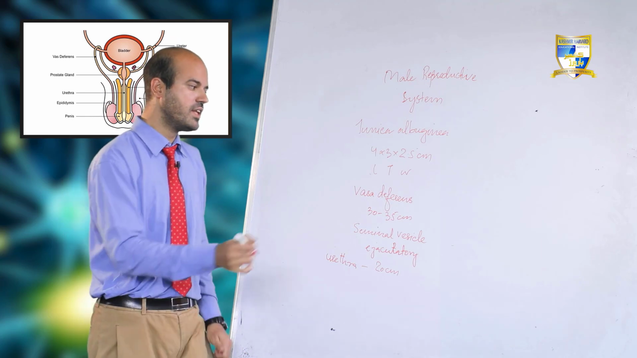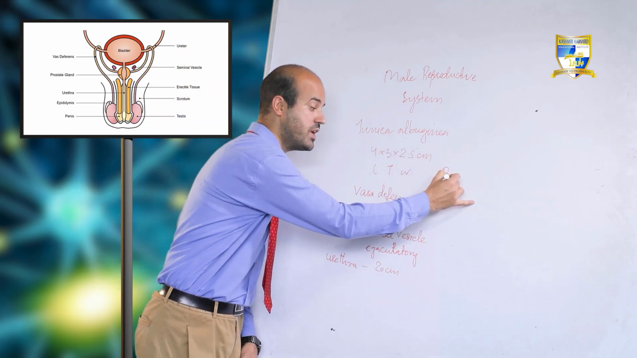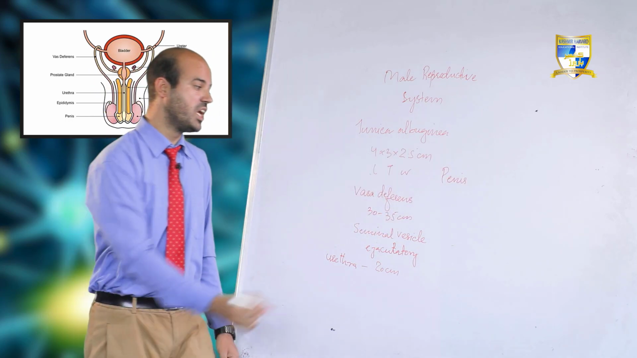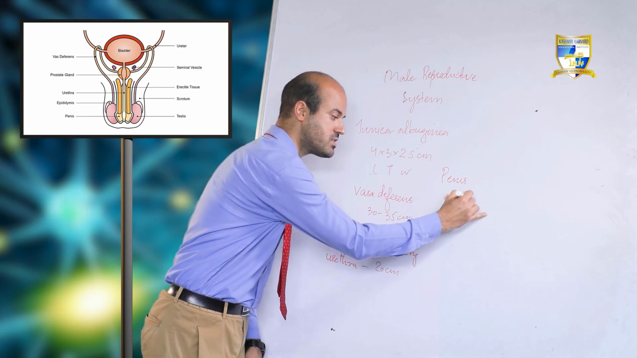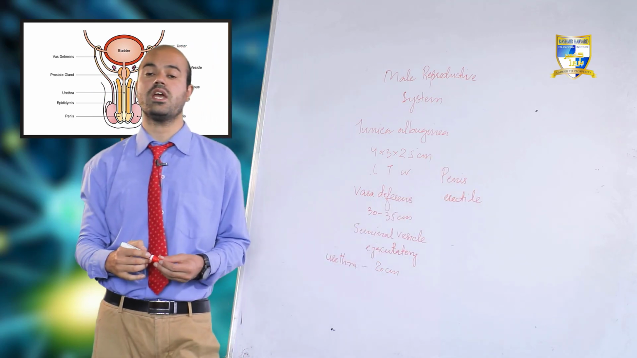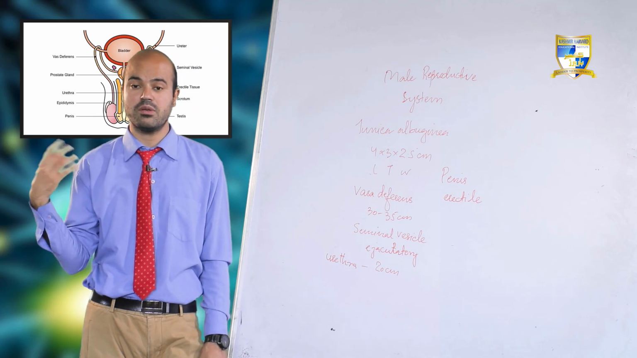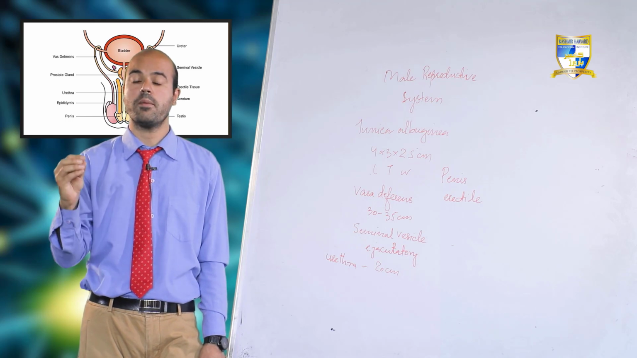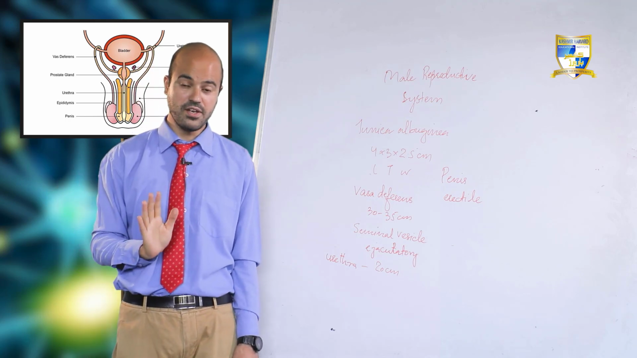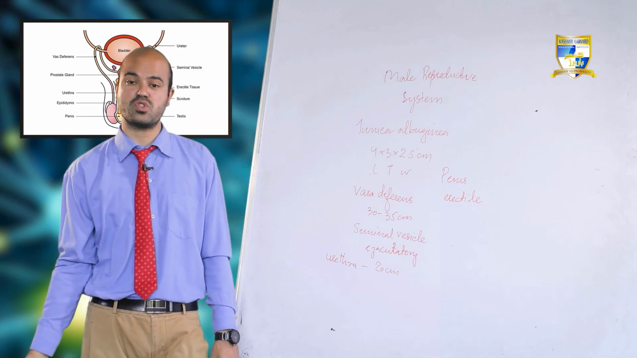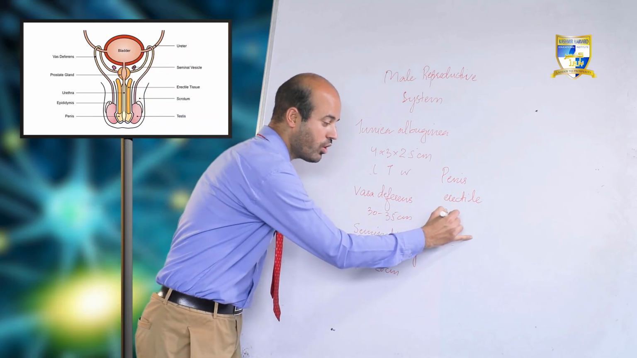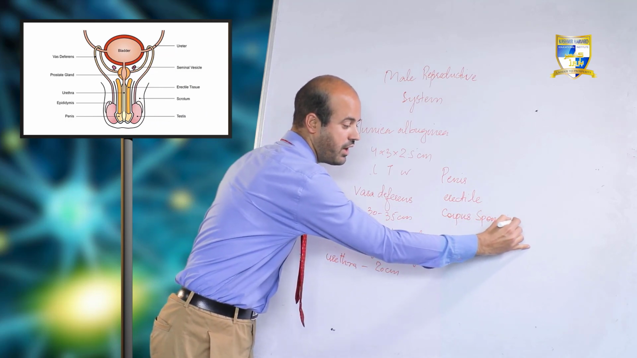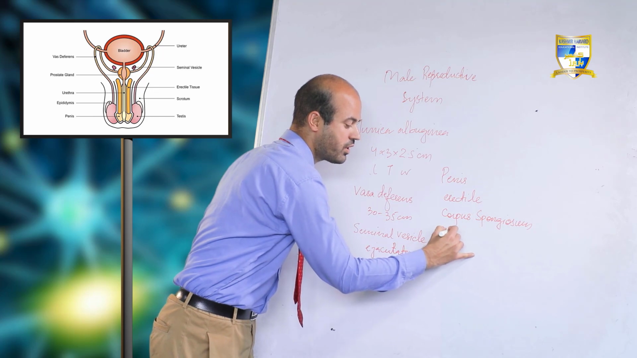Fine. Then there is the last part of the male reproductive system, which is called the penis. The penis is an erectile organ present in human males, which is used during intercourse for mating. This penis is made up of spongy tissue called corpus spongiosum and another tissue, corpus cavernosum.